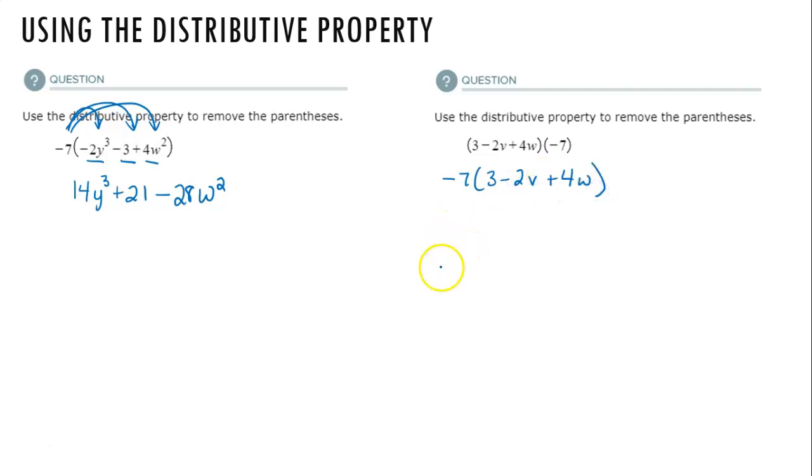This is the exact same problem as the one above. You pause the video and try this one on your own now. You should have distributed your negative 7. Negative 7 times 3 is negative 21. Negative 7 times negative 2 is positive 14v. And negative 7 times 4 is negative 28w. None of these are like terms, and there is no equal sign, so we're done there.